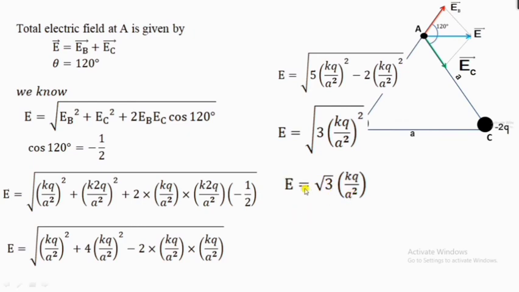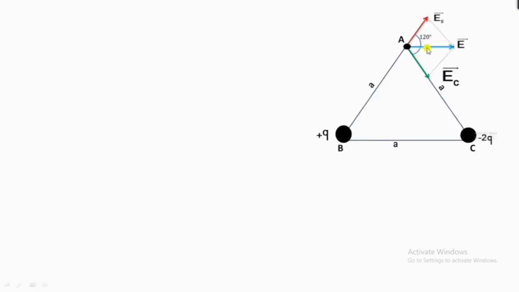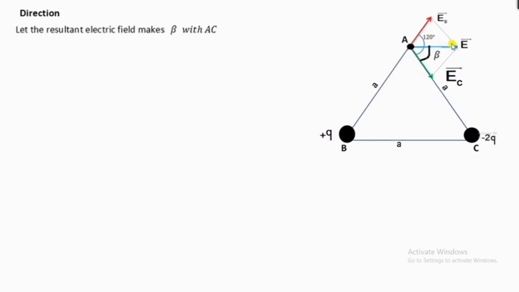Now this is the final electric field, and now I have to find the direction. For that I have to consider the angle made by the resultant with one of the vectors. Suppose the resultant makes angle beta with EC or AC. So we know the formula to find the angle. Beta will be given by tan inverse, and out here we have to write the vector which is opposite to the angle. The vector which is opposite to the angle is this one, EB, and our B will be vector EC and A will be our vector EB.